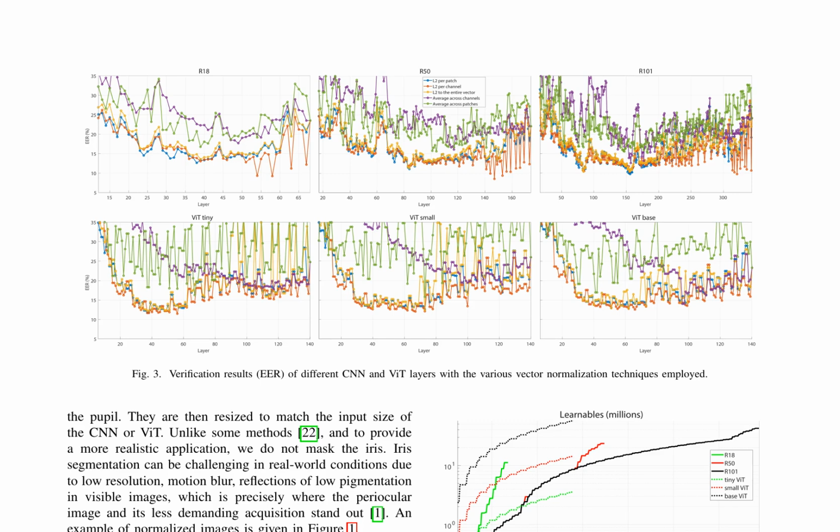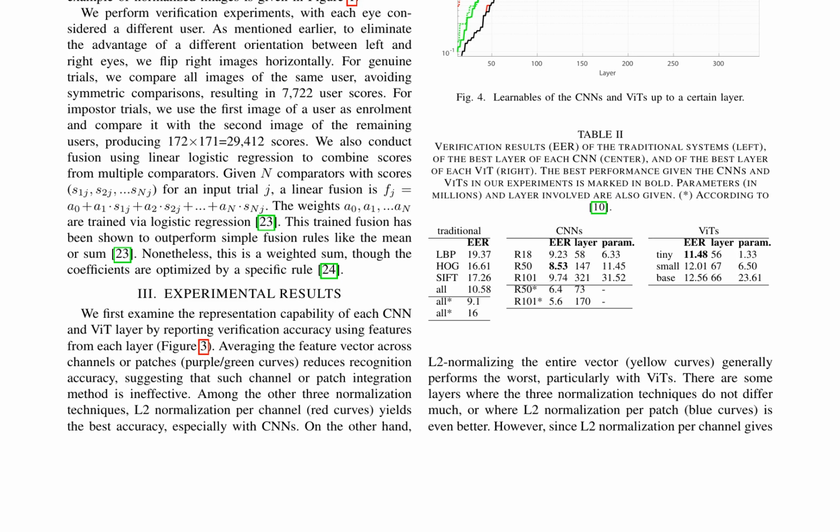The research paper presents an investigation into the representation capabilities of convolutional neural networks, CNNs, and vision transformers, ViTs, for periocular image verification. The study employs various vector normalization techniques, including L2 normalization per channel, per patch, and entire vector, to examine their impact on verification accuracy. The experimental results, as shown in Figure 3, demonstrate that L2 normalization per channel yields the best verification accuracy, particularly with CNNs. Averaging feature vectors across channels or patches reduces recognition accuracy, suggesting that such integration methods are ineffective.